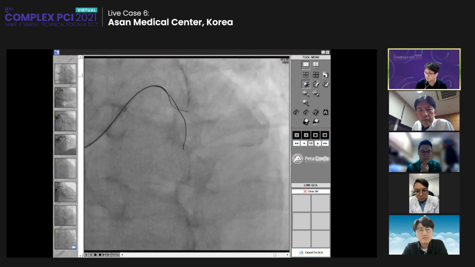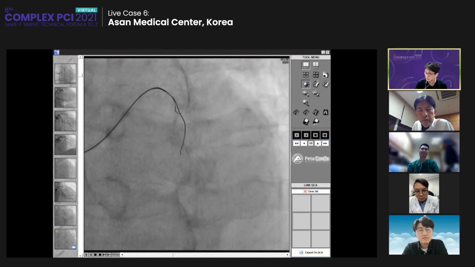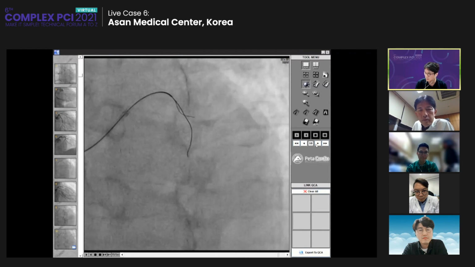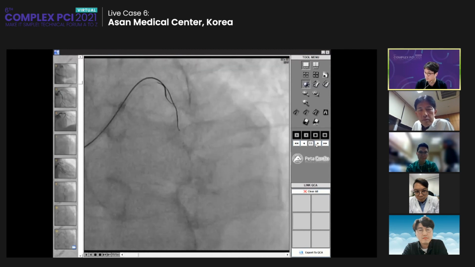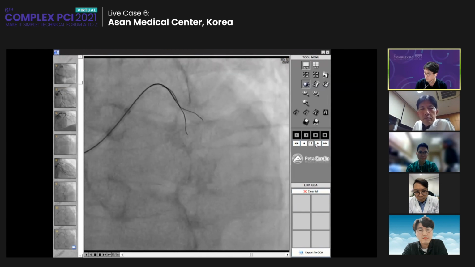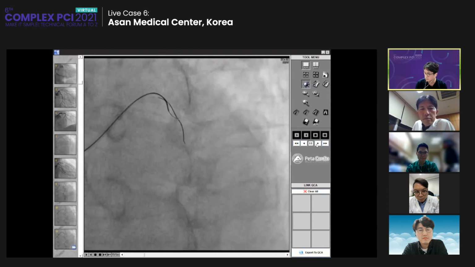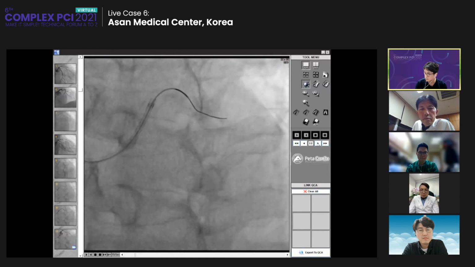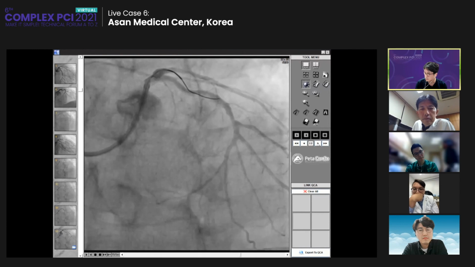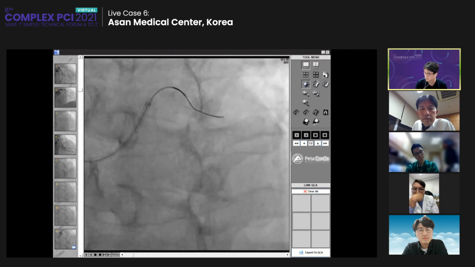Somehow you can see that the wire did not go through the intraluminal space at the distal portion, so they used a parallel wire technique. And I think this is a tapered tip wire. They are trying to advance it using a drilling technique, but the wire is somewhere else in the LAD.